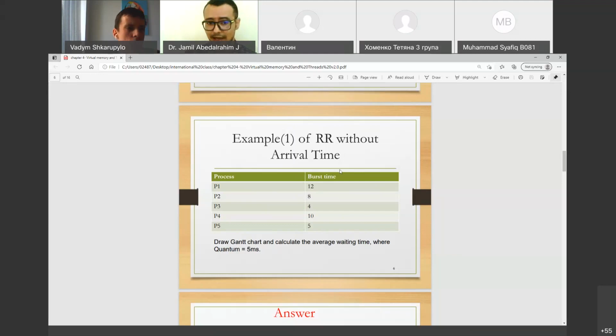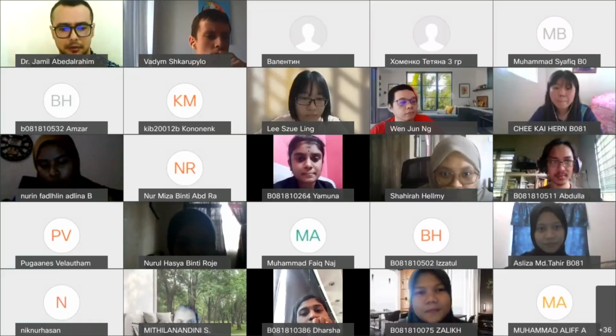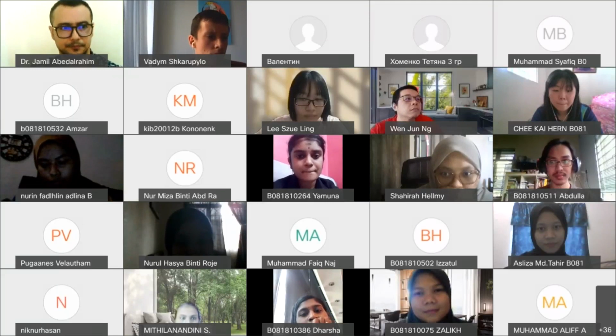Since there is no arrival time, we will follow the given sequence in the table. We will start by executing P1, process 1, then process 2, and so on, because there's no arrival time. If we have arrival time, we will follow which process arrived first, and execute that process first. You need to open AutoDraw.